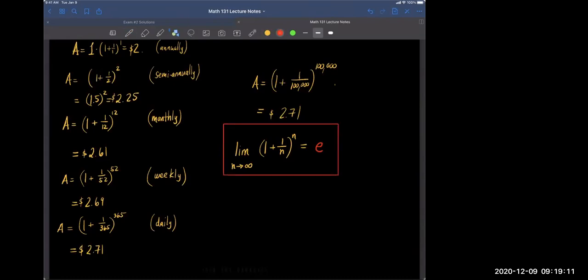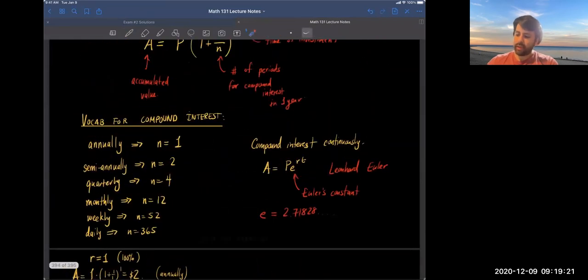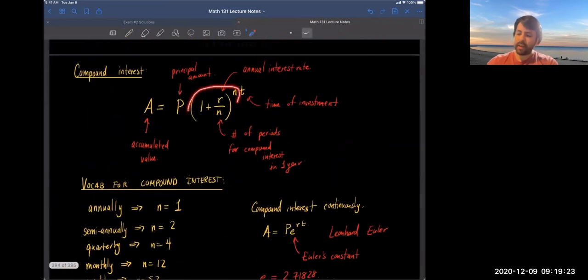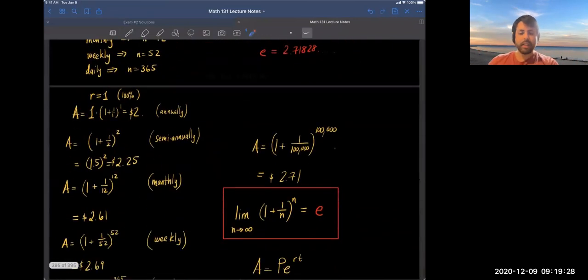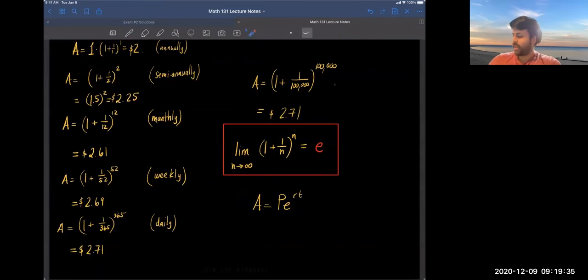And that's why you have Pert. That's why you have P e to the rt. It's because the original formula that we have, this limit here, becomes e as n goes to infinity. You can make a rap song out of this, right? Right, Vitali? You should tell Nav, make a song about e, compound interest. So that's where e comes up.